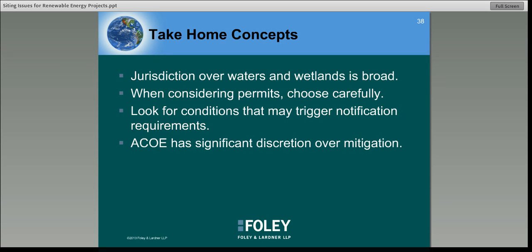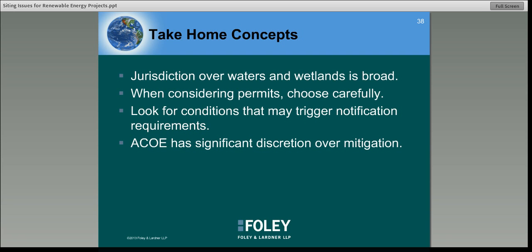Secondly, if a project can qualify for coverage under multiple permits, try and choose the permit or permits, or use multiple permits, that will minimize notice and approval requirements in order to speed up the process. And even if you believe a project is covered under a general permit, carefully review general conditions that may trigger notification requirements. Again, remember that pre-construction notification can slow things down.